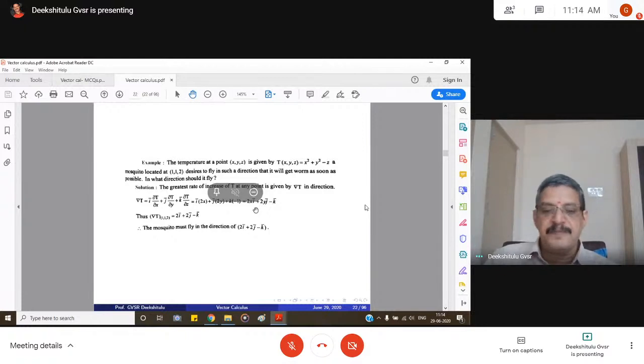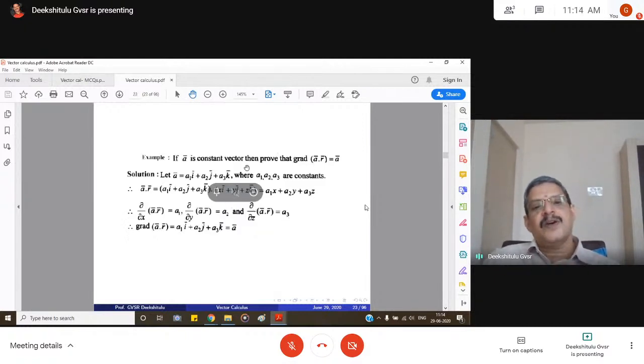That is the principle. If a bar is a constant vector, then prove that gradient of a dot r bar is equal to a bar. A bar is, let us say, a1i plus a2j plus a3k, where a1, a2, a3 are constants, not functions of x, y, z. Then a dot r bar is a1i plus a2j plus a3k dot xi plus yj plus zk. So that comes out to be a1x plus a2y plus a3z.